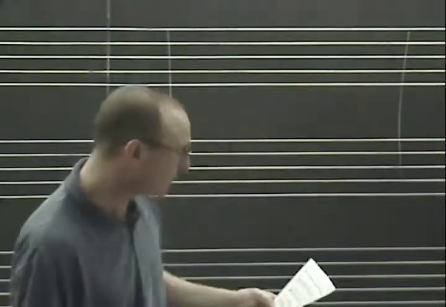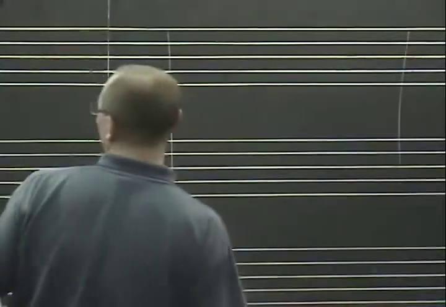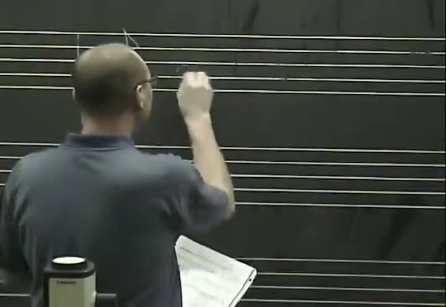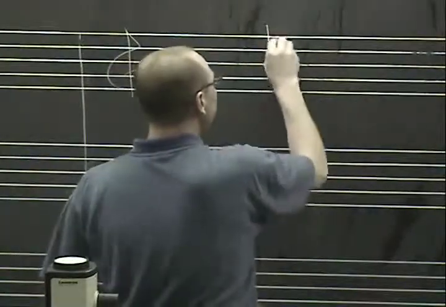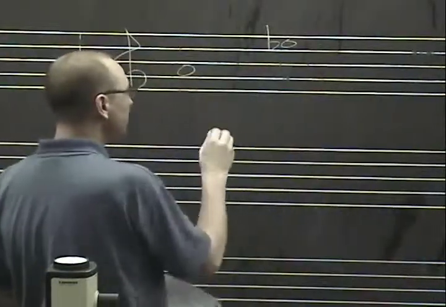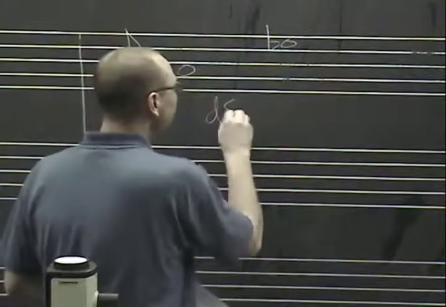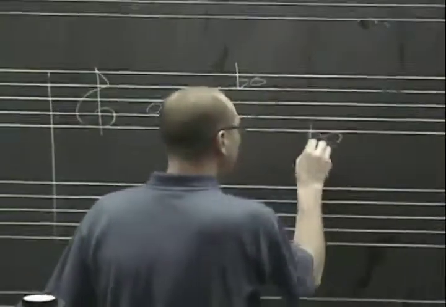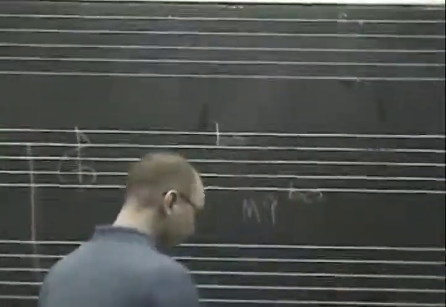Okay, so solutions. Interval series number 1. These were in straight pairs. Beginning on an E flat, this is a tritone, specifically a diminished fifth. And then we had greater than an octave: a major ninth.